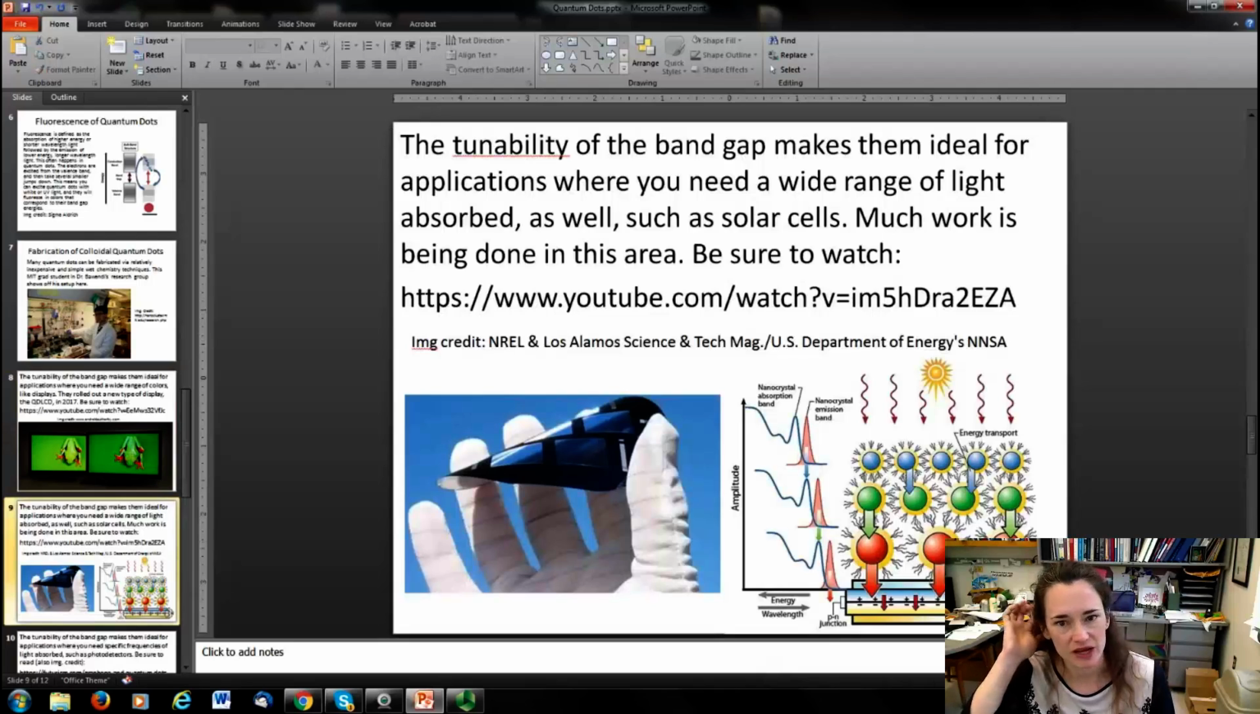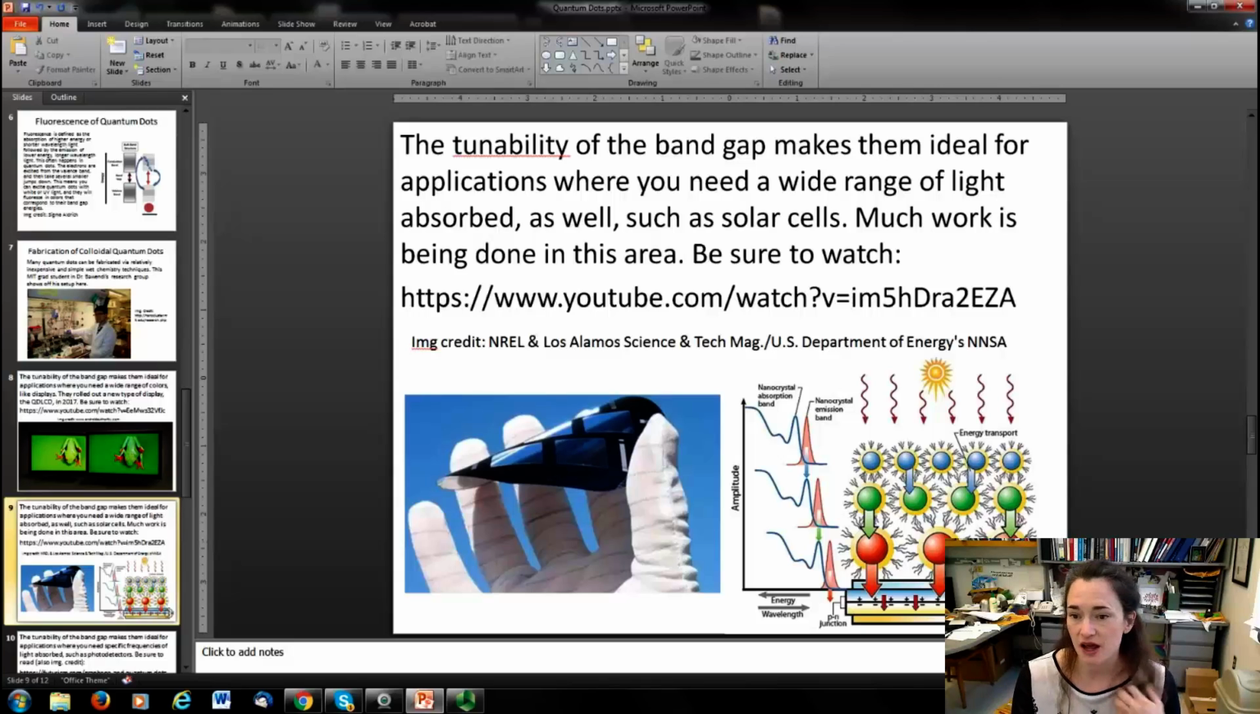Now, the tunability of the band gap also makes them ideal for applications where you need a wide range of light absorbed. And if you don't immediately think solar cells here, then you're not thinking like a lot of the researchers who are trying to bring products to market now. A lot of work is being done in this area, trying to exploit quantum dots and use them in solar cells, especially thin film solar cells where you might need a lighter weight product.